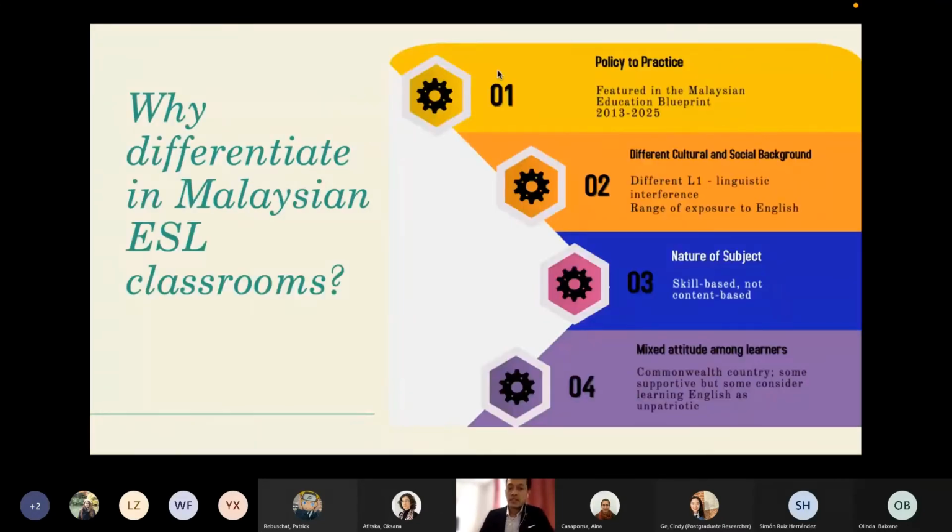Now, the need to differentiate instruction was driven by these reasons. Firstly, because it was required, explicitly stated in the Malaysian Education Blueprint 2013-2025, and there were clear references to the necessity for teachers to differentiate instruction, and there is also an urgent need by the ministry for teachers to promote critical thinking in the classroom.